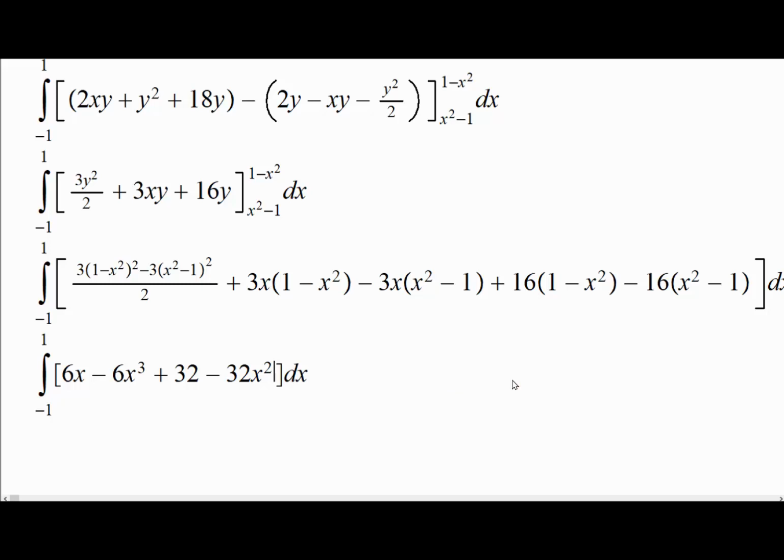So what we got here is a polynomial of degree 3, and this is just a routine definite integral of one variable. So let's just let the computer do it for us. I'm going to let the computer compute it. So the answer is 128/3 for the volume.